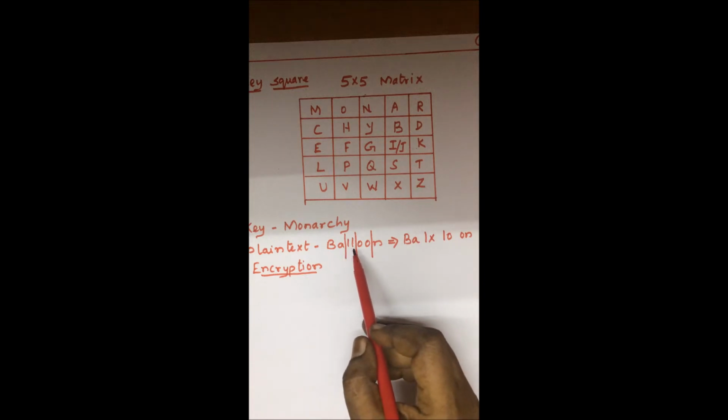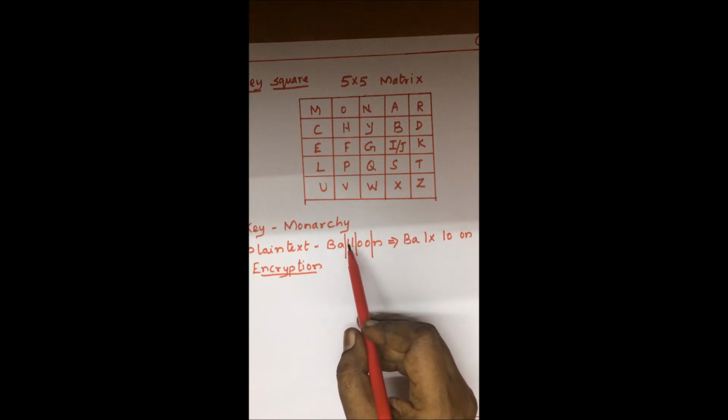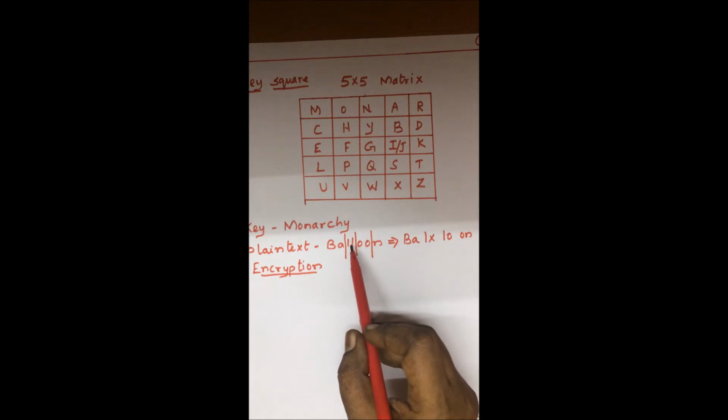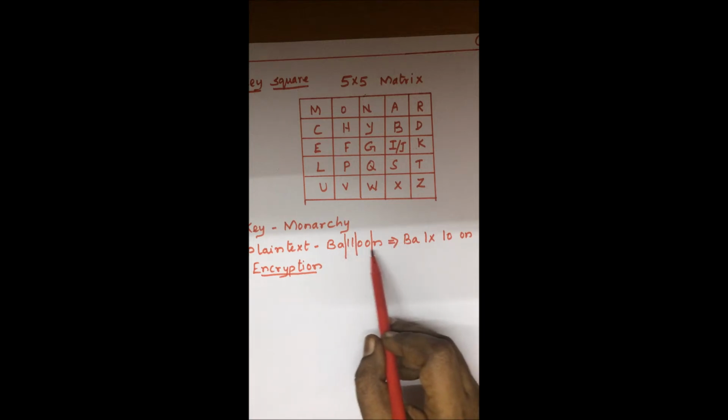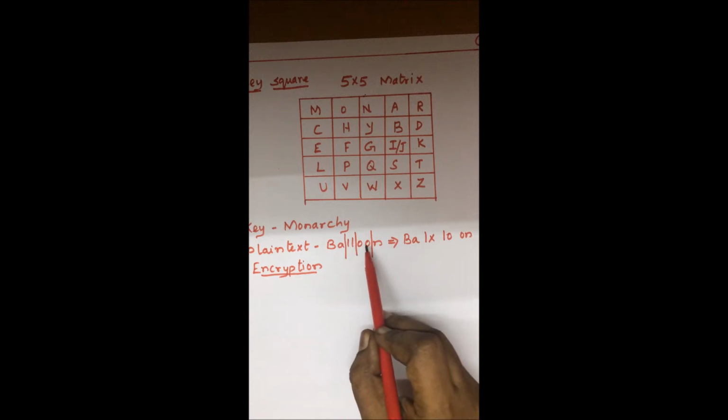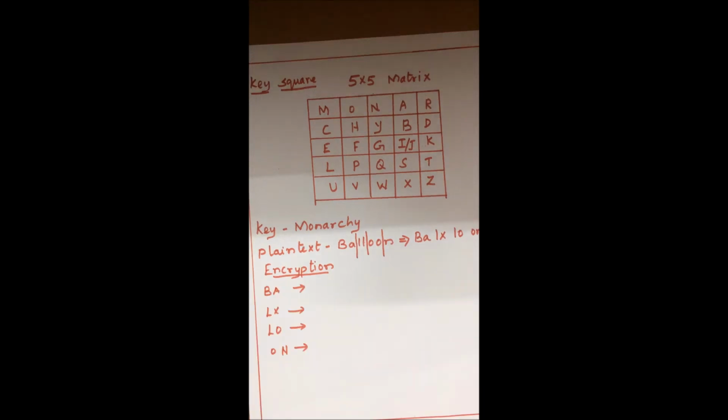Now we have to check if there are any pairs with identical alphabets. In our example, LL is an identical pair and OO is another identical pair. Since LL is the first identical pair, we will add a filler between this L and this L. So our plain text will become BA, LX, LO and ON. Now we can apply the rest of the rules. So I have written the pairs over here.